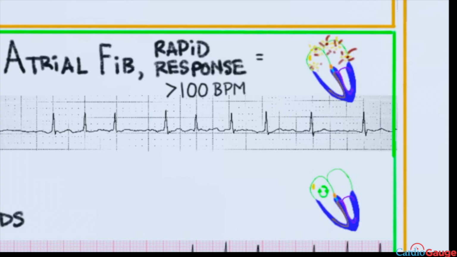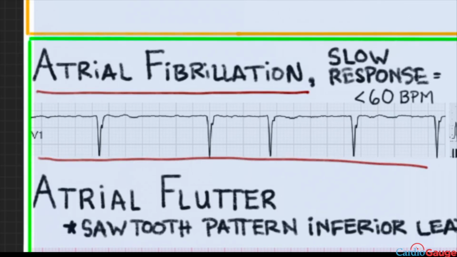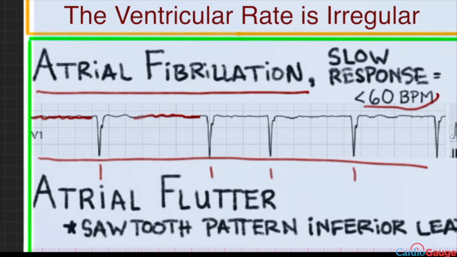And that creates a situation where there aren't really any clear P waves. You just kind of see a wiggling of the baseline, kind of like that. Let's look at slow response over here. So there's no real clear P wave activity, it's just kind of wiggling. And then the QRSs are happening relatively slowly, less than 60 beats per minute. So that's atrial fibrillation with slow response.